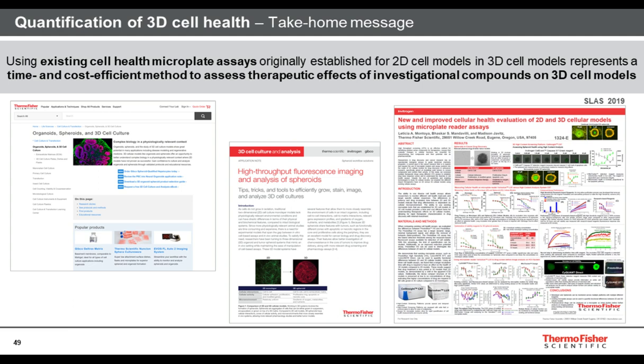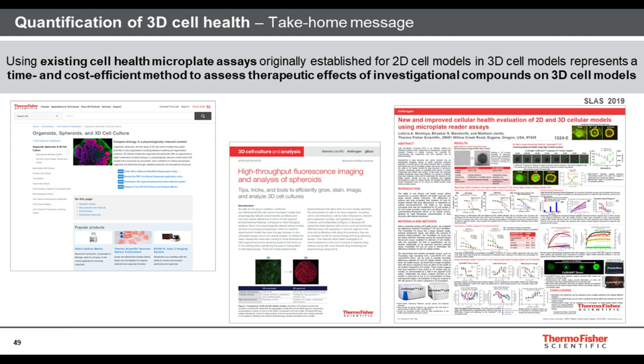For us, it's really important to convey the idea that we have a number of cell health microplate assays that, even though they were originally developed for 2D cell models, can be used for 3D spheroids, and they really are a time and cost-efficient approach to assess therapeutic effects of investigational compounds in early drug discovery.